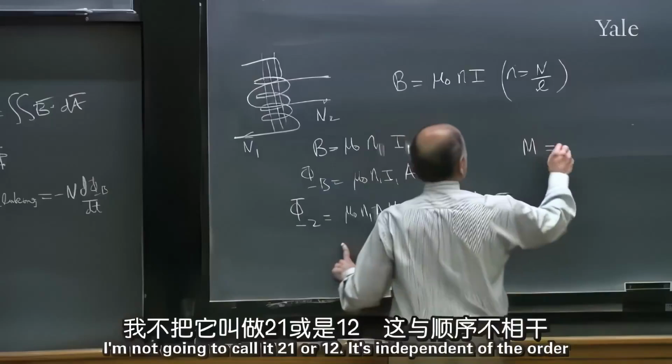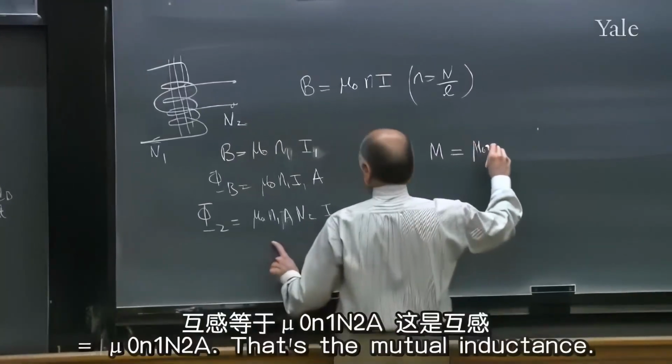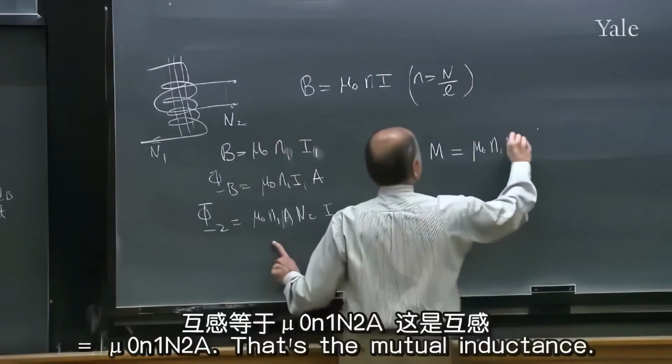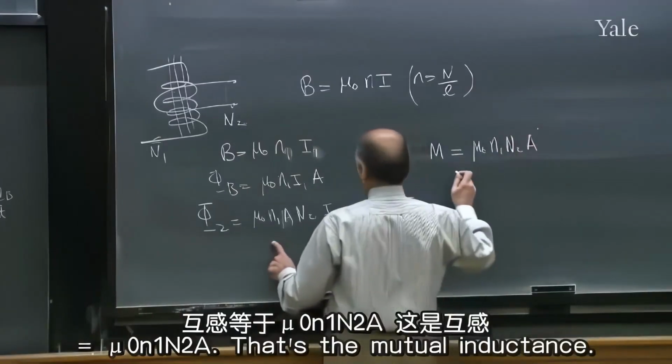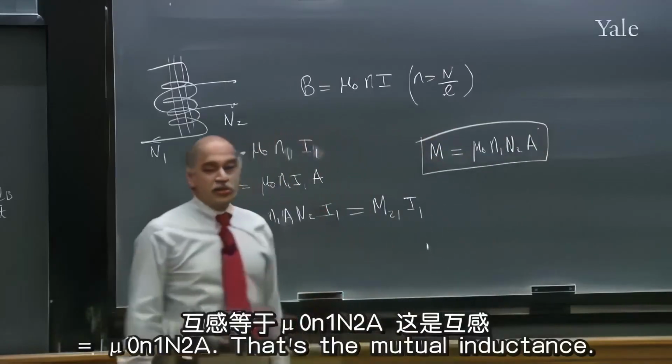Therefore, I'm not going to call it 1, 2, or 2, 1. It's independent of the order. It's equal to mu 0 N1 N2 A. That's the mutual inductance.